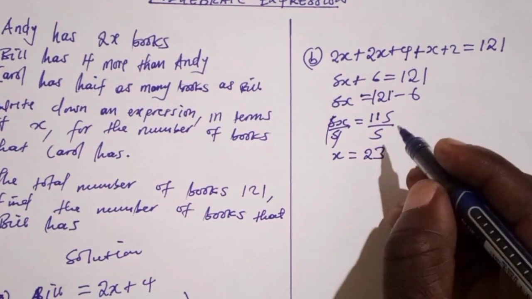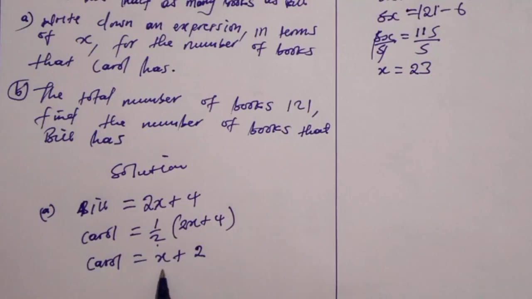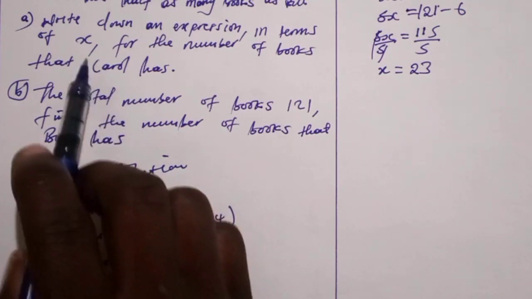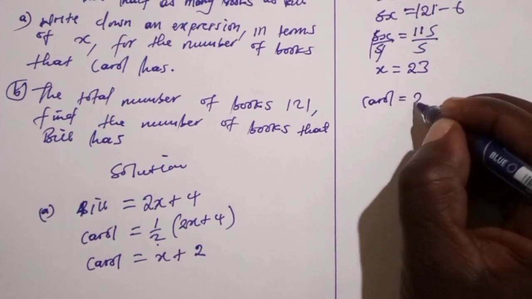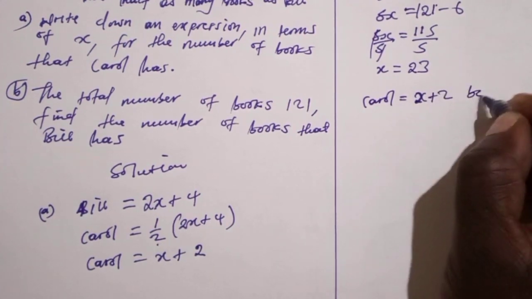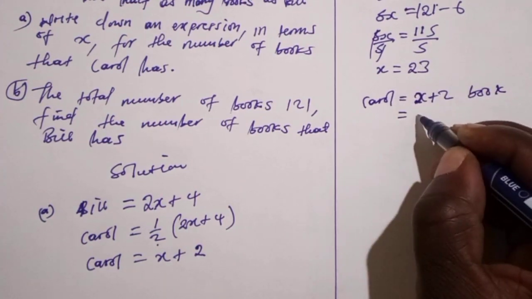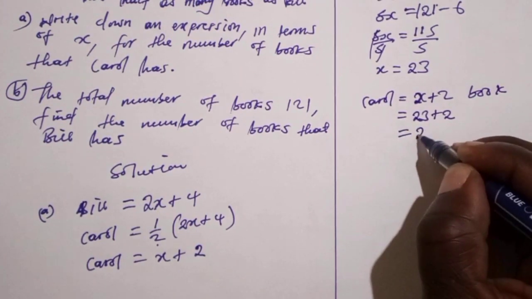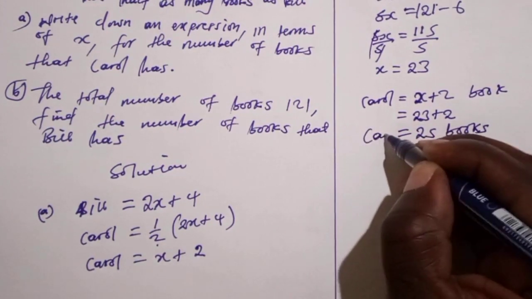Now we have to find the number of books. We know that for Carol, it is x plus 2, and for this question we are asked to find the number of books that Carol has. So Carol has got x plus 2 books. We know that x is equal to 23, so it will be 23 plus 2, which is 25. This is the number of books that Carol has.